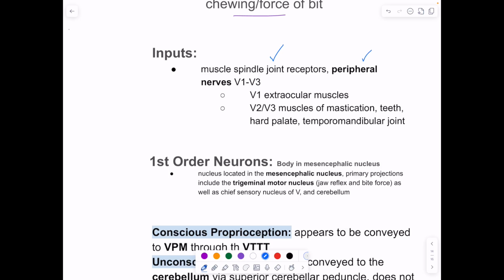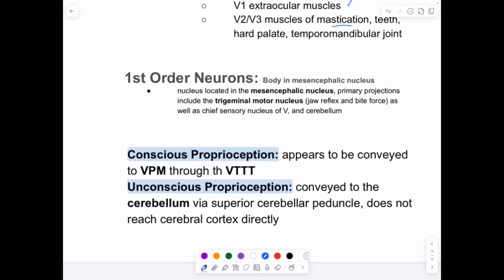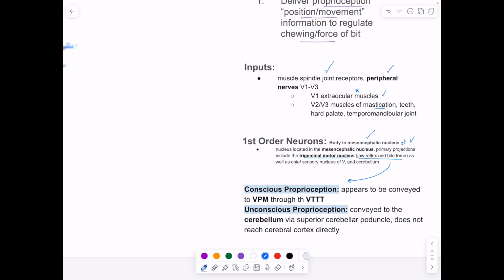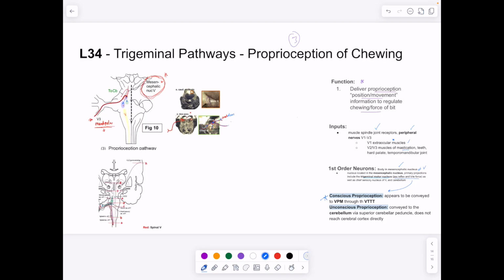Okay, so basically what we're doing is we're taking muscle spindle and joint receptor information from peripheral nerves, V1 through V3, so nerves that will allow us to know where we are, right? So things to do with the muscles of the eye, and then mastication, teeth, hard palate, etc. The cell body is in the mesencephalic nucleus of 5, and primary projections are to the trigeminal motor nucleus, which is going to send out information back to those muscles. Okay, so basically, conscious proprioception is conveyed.